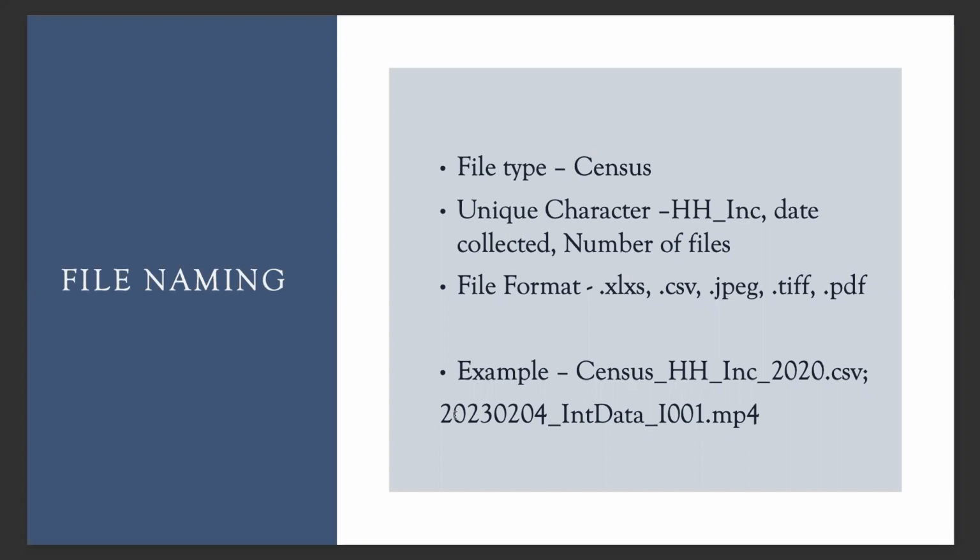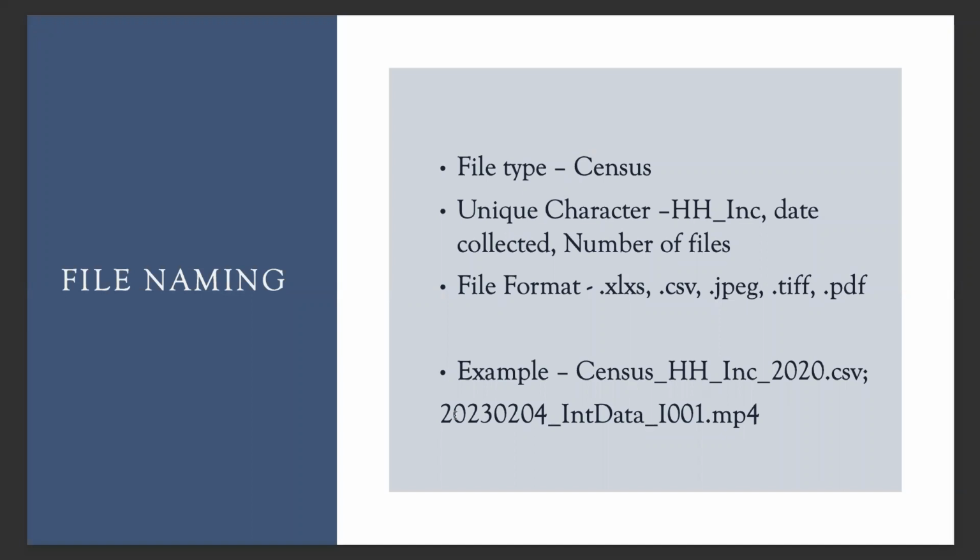Then you also need to have some file format. So you identify, okay, this is the Excel or CSV, so it seems like a tabular data, or it's a JPEG or TIFF, so it's an image data, or it's a PDF, so it's a text data or something. So it's very important for you to have all these different characteristics on the file name when you are browsing your data. So be careful about how you are naming your file.